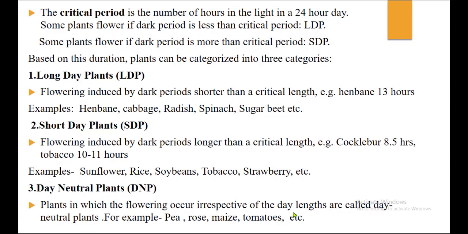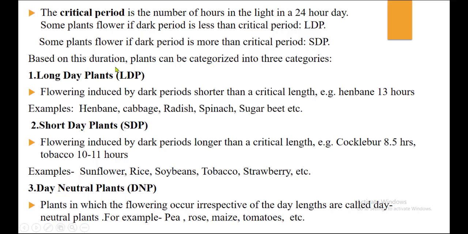Let's discuss what is this critical period. Critical period is the number of hours in the light in a 24 hours day. Some plants flower if dark period is less than a critical period, that are long day plants. And some plants flower if dark period is more than the critical period, that is short day plants. First we will define these classifications. Then we will understand the mechanism.